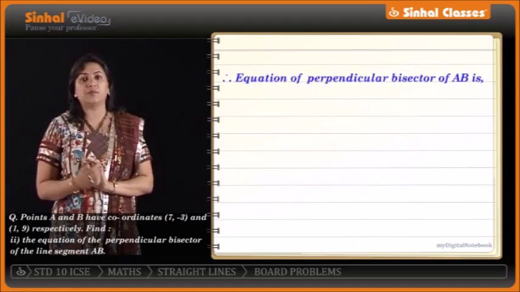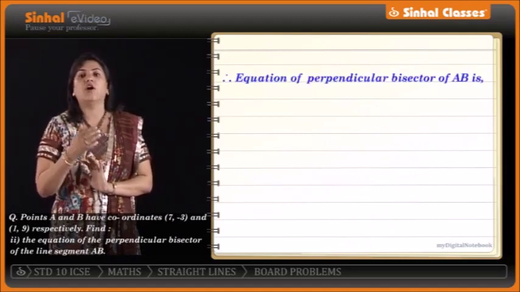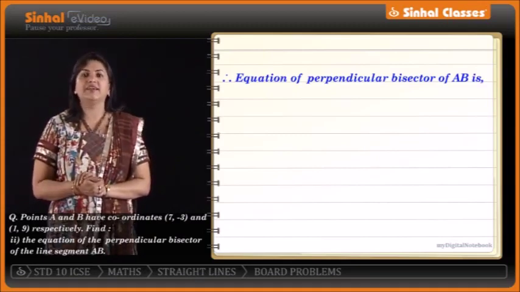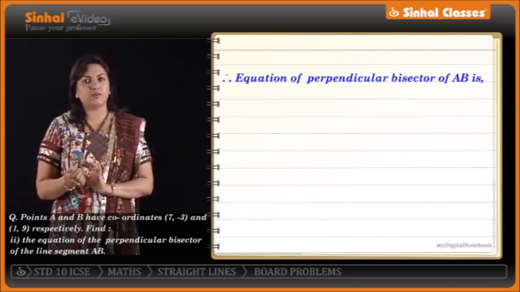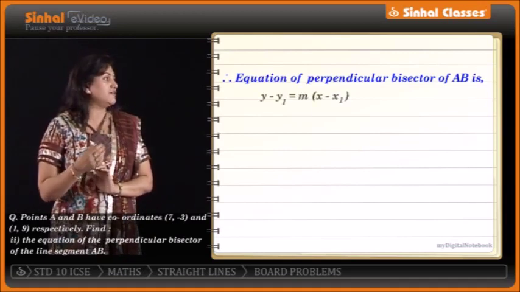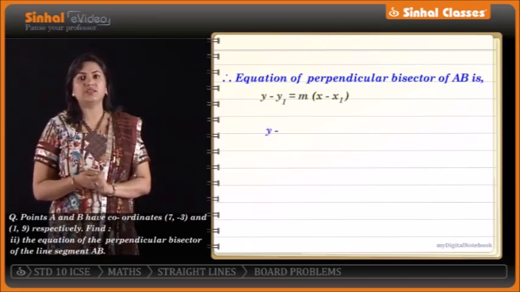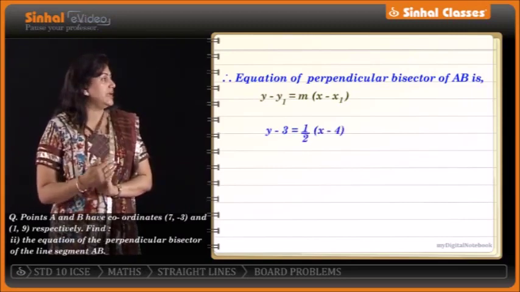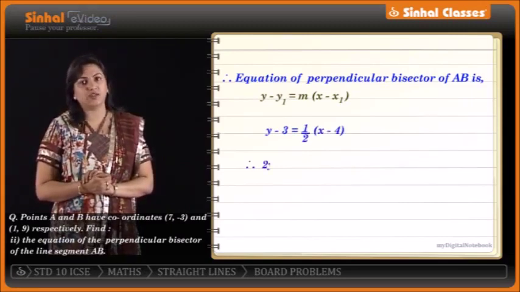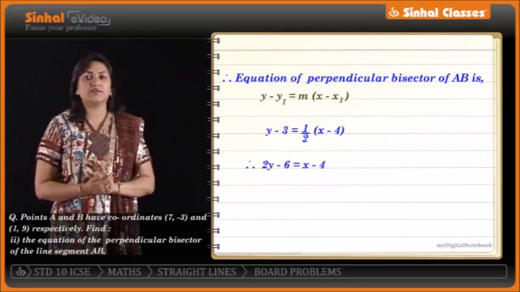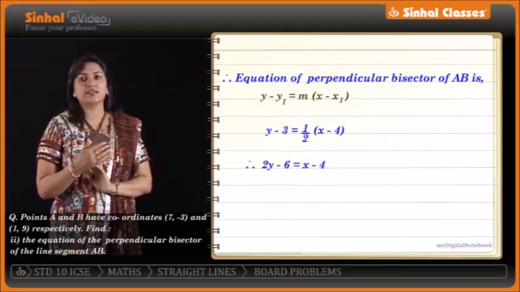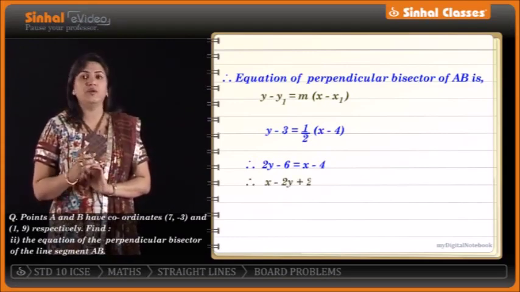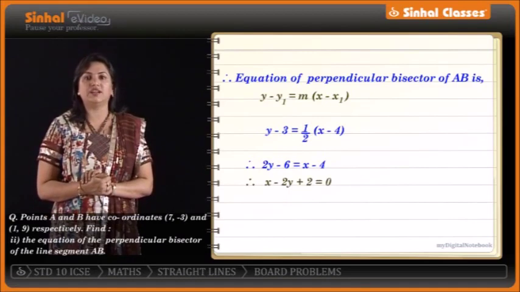So the equation of the perpendicular bisector of the line segment AB will be y - y1 is equal to m into (x - x1). We have y - 3 equals half into (x - 4). Cross multiply: 2y - 6 is equal to x - 4. Take x and y on one side: x - 2y + 2 is equal to 0 is the required equation of the line.